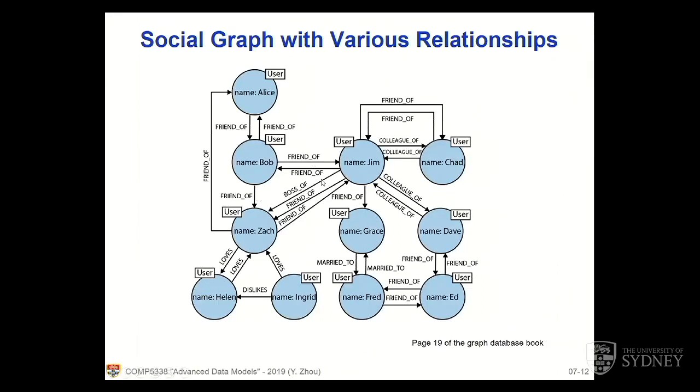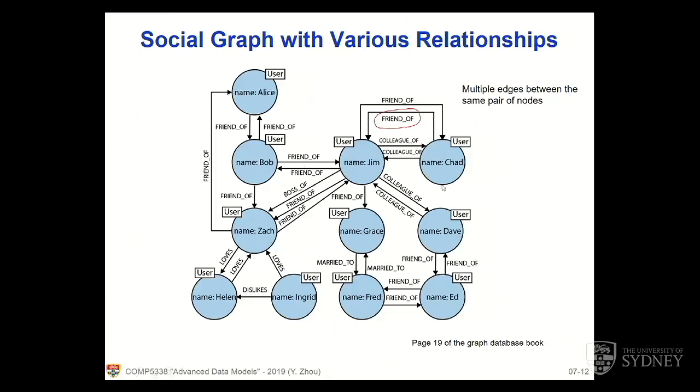So we can model even more complex social graphs. We might only have one type of user, but we can have a richer set of relationships among them. And also we can have multiple edges between the same pair of nodes. So that's yet another extension of the very generic graph concept.